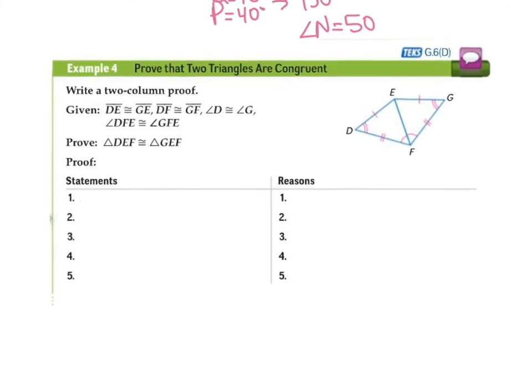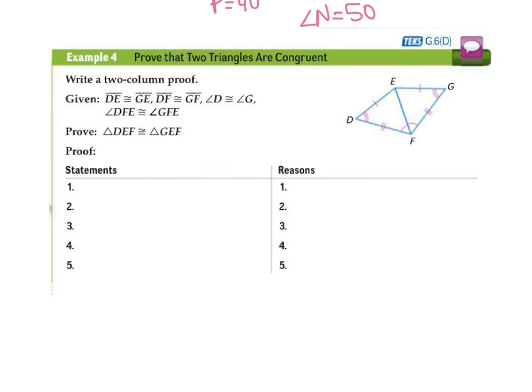And then the last one, we have an example. We're going to be writing a proof. So write a two-column proof. We're given that side DE is congruent to GE, and we're also given DF is congruent to GF, and angle D is congruent to angle G. DFE is congruent to GFE. All of these are marked with little ticks and arcs. We need to prove that triangle DEF is congruent to GEF.